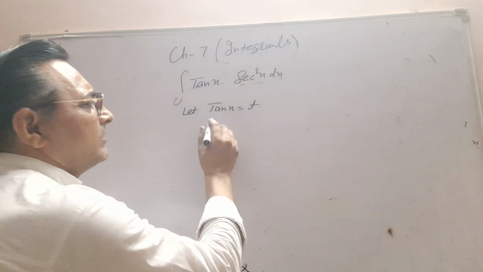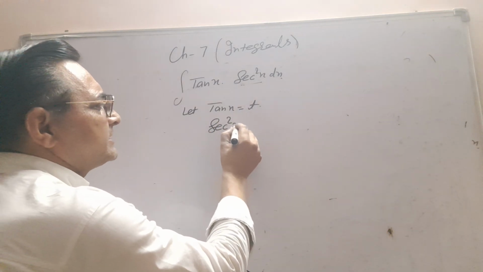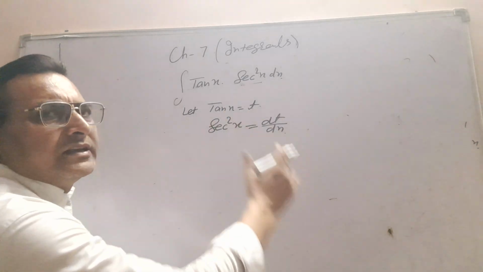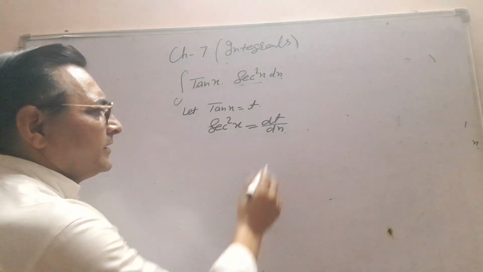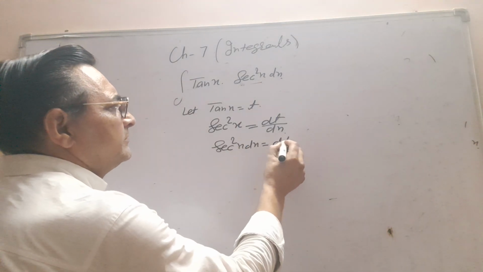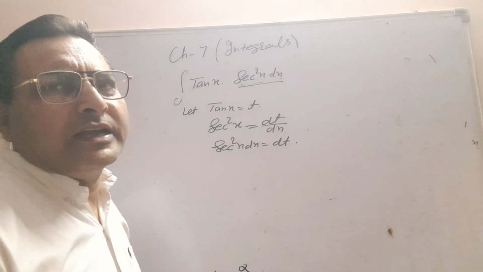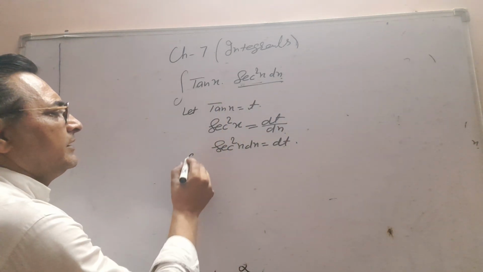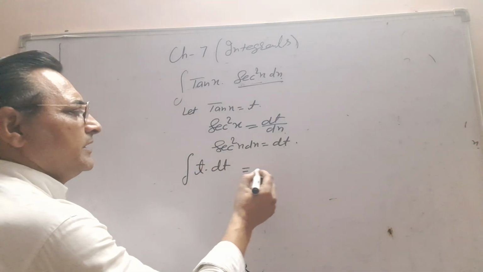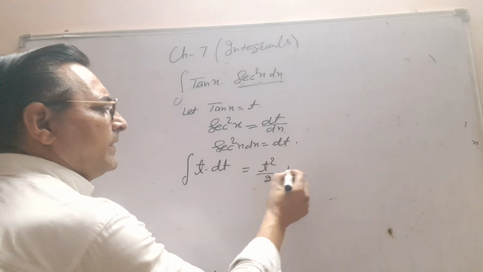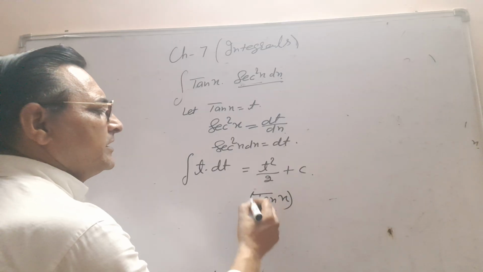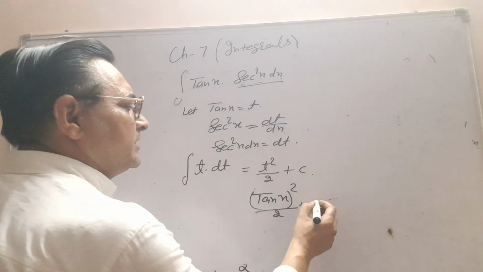So 10x is equal to t, then its derivative is secant square x equals dt by dx. Differentiating both sides with respect to x and cross multiplying, this function secant square x dx will be dt, and this will be t. Now it will be t into dt. Apply the integration: it will be t square by 2 plus c. So you will get here, put the value, 10x whole square by 2 plus c.